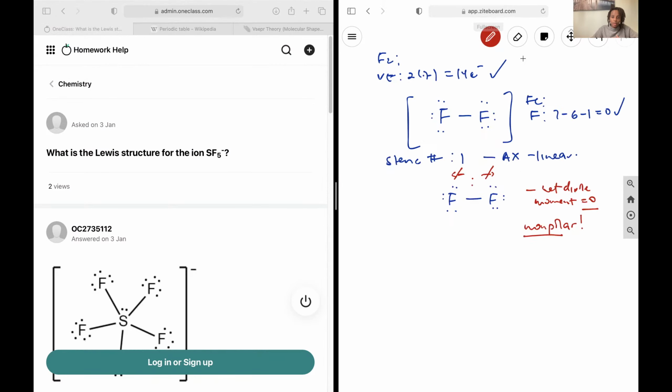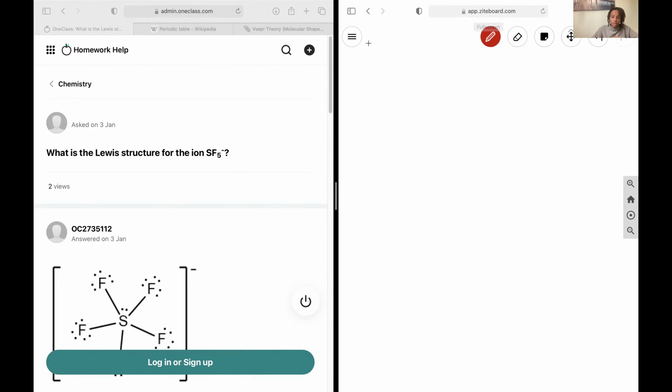Next up, I want the Lewis structure for SF5-. So again, count my valence electrons and account for the charge. And so I get 4 plus 5 by 7 plus 1 because of the charge. That becomes 4 plus 35 plus 1. And so I have 40 electrons to mess around with. I'm going to put the sulfur in the middle because it can make the most bonds. And just put the fluorines around it.